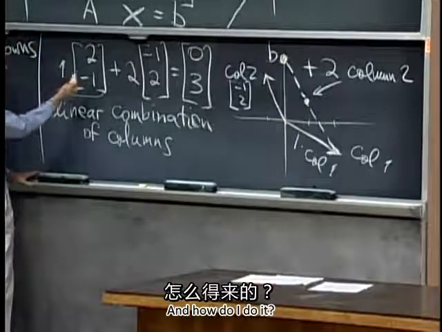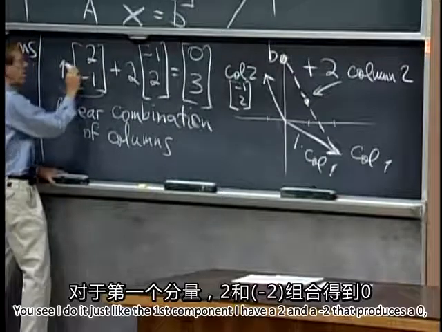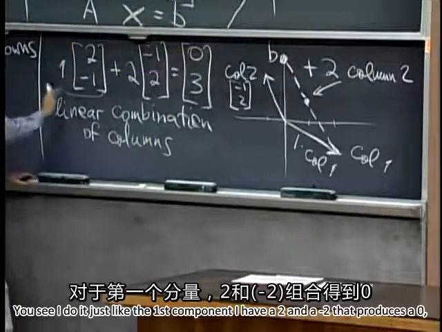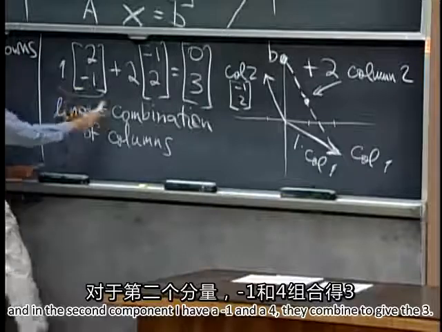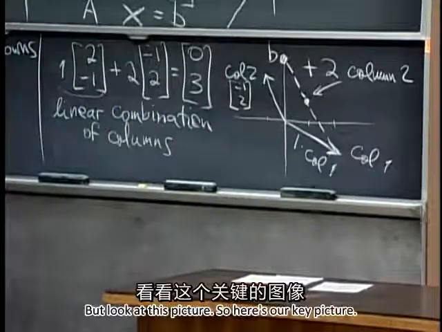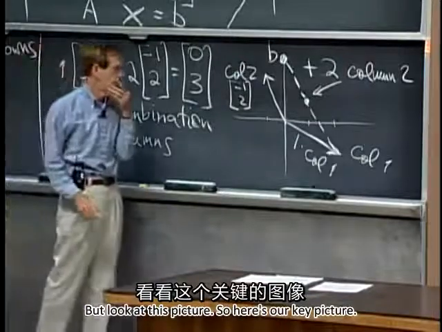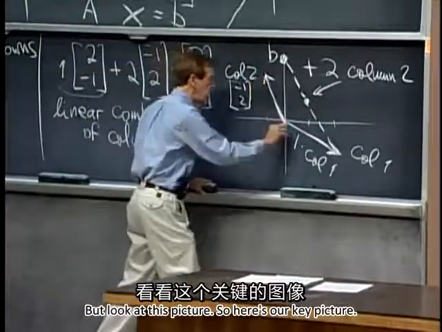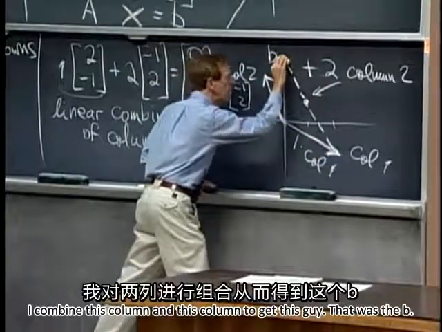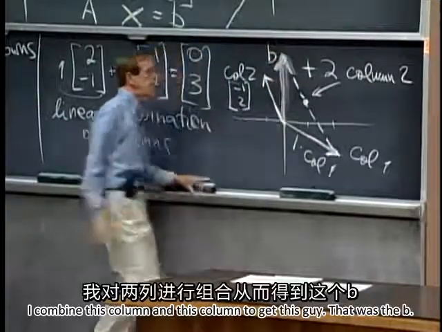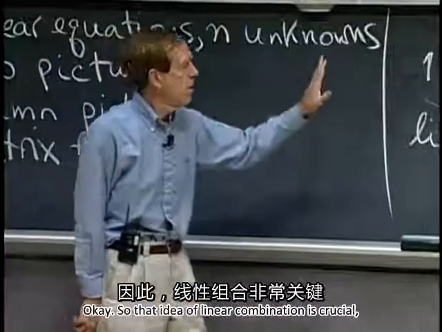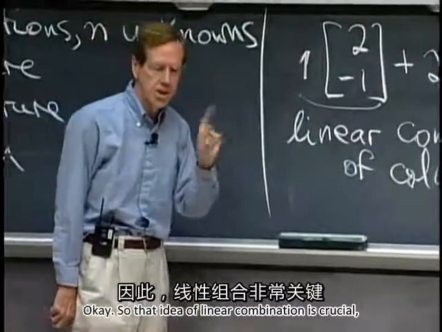And how do I do it? You see, I do it just like the first component. I have a 2 and a minus 2. That produces a 0. And in the second component, I have a minus 1 and a 4. They combine to give the 3. But look at this picture. So here's our key picture. I combine this column and this column to get, maybe I better, to get this guy. That was the B. That's the 0, 3. Okay. So that idea of linear combinations is crucial.